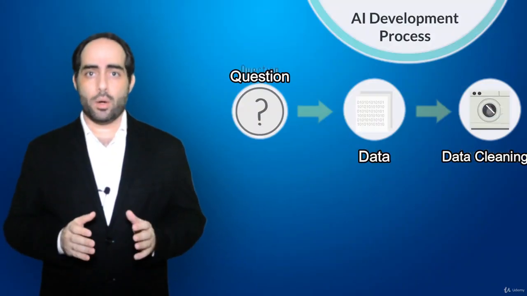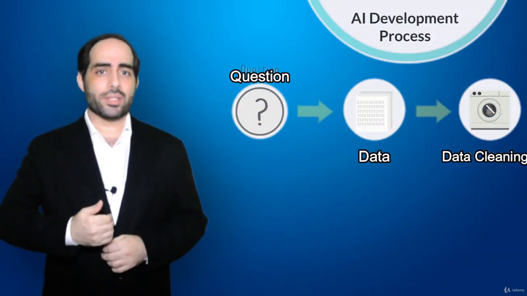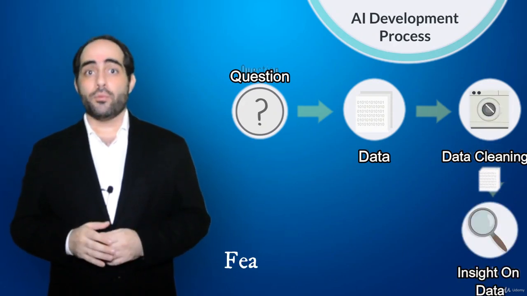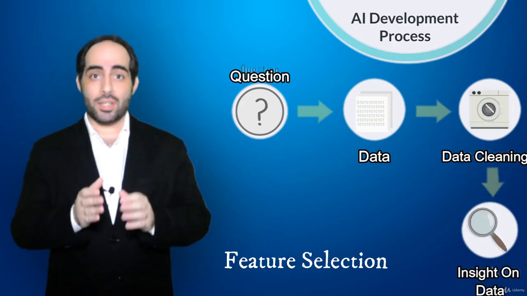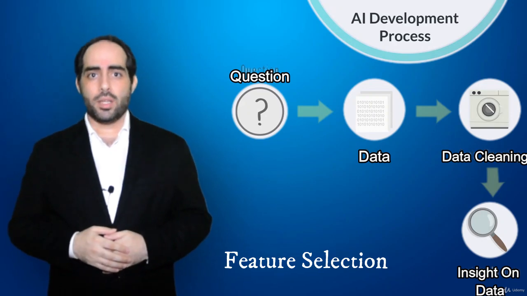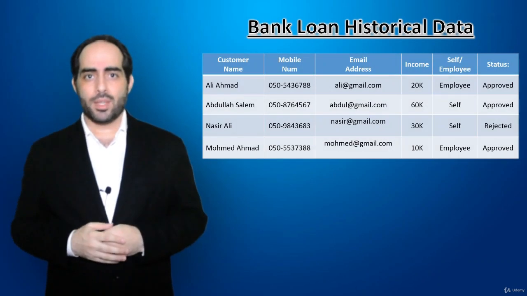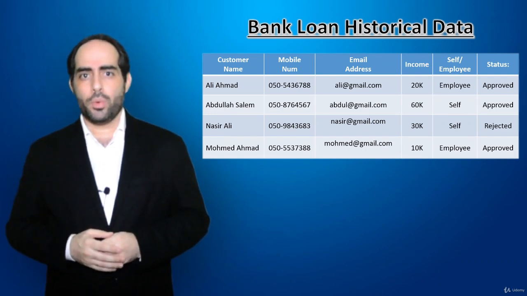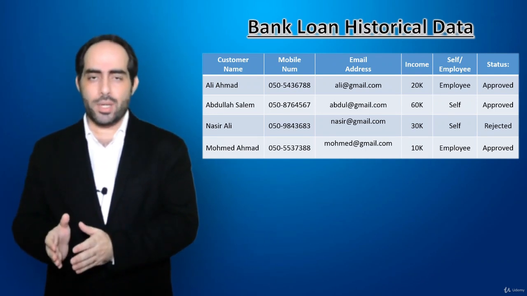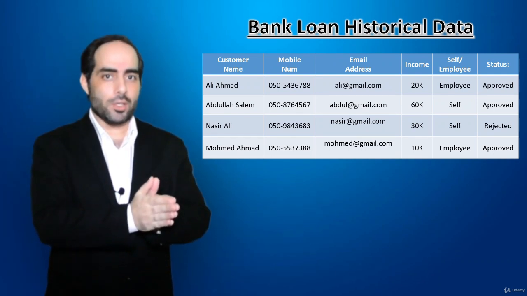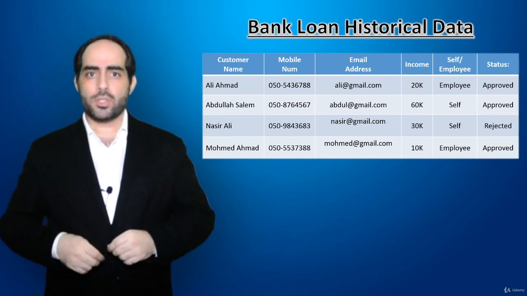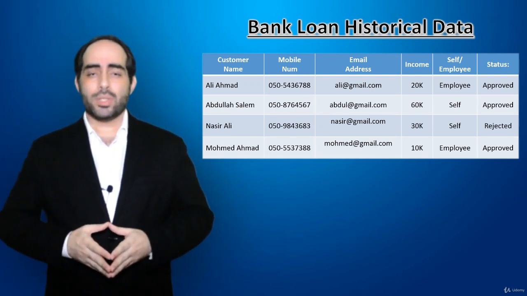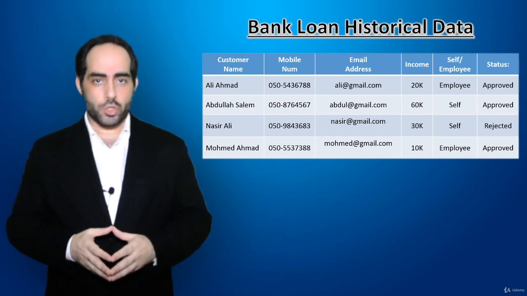After we clean our data, we enter into another stage, which is insight on data, or people call it feature selection or feature extraction. Example, if you have the following data about bank loan prediction. It's historical data from when the bank was deciding manually to approve or to reject a certain loan. And now the objective is to automate this process by AI. So we want AI to take a decision whether to approve or to reject.